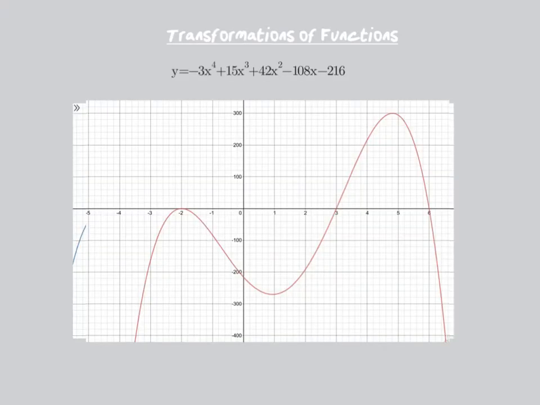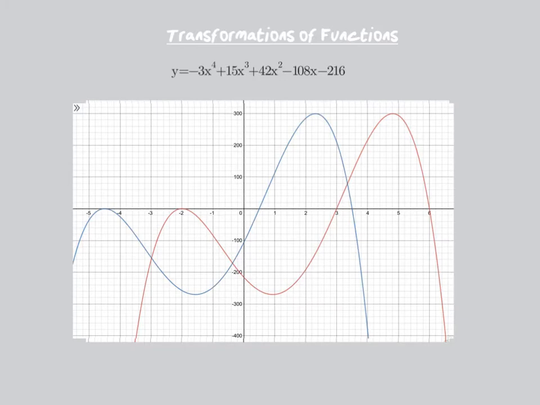Here's a typical polynomial equation: y equals negative 3x to the 4th plus 15x cubed plus 42x squared minus 108x minus 216. Now I want you to pause the video and try to figure out what would be the equation of the graph that's exactly the same graph, but moved 2.5 units to the left. So this blue graph here. Your red graph is this equation right here. What would be the equation of the blue graph?